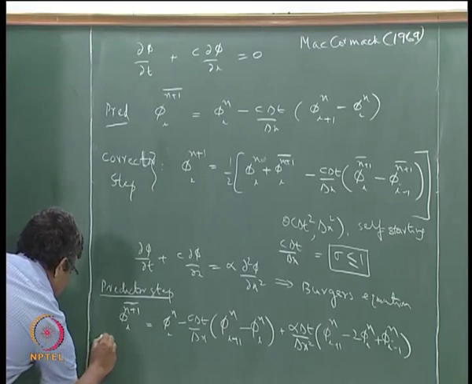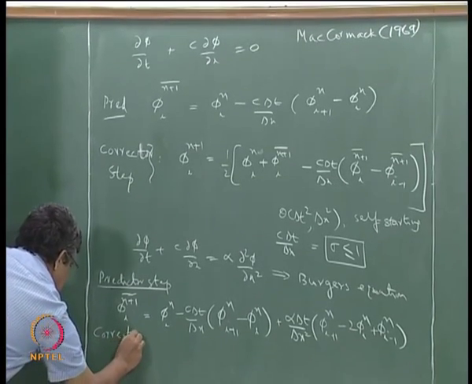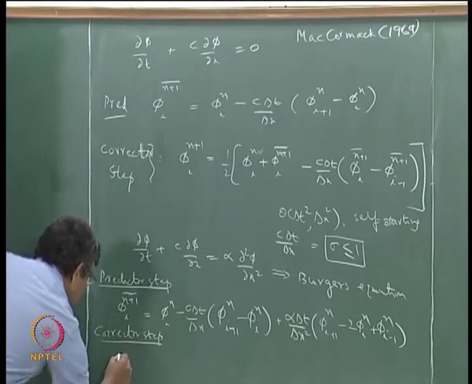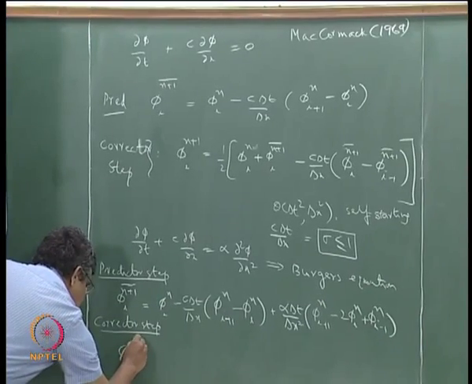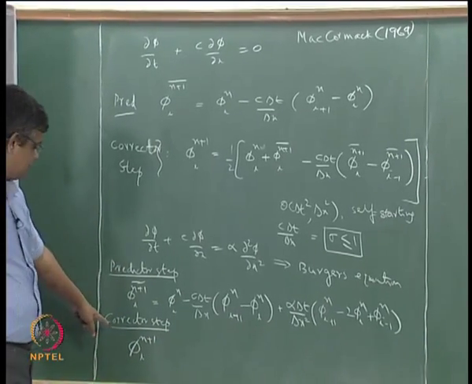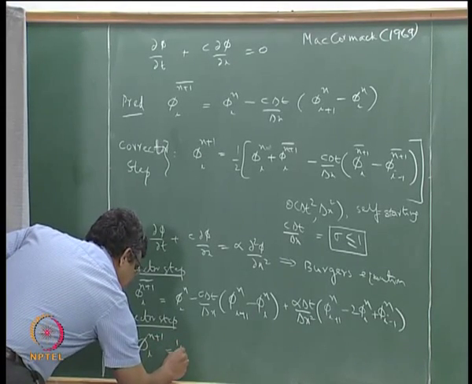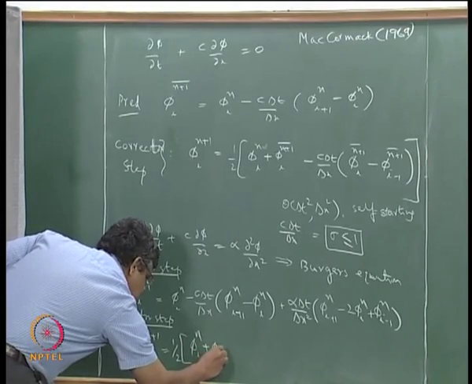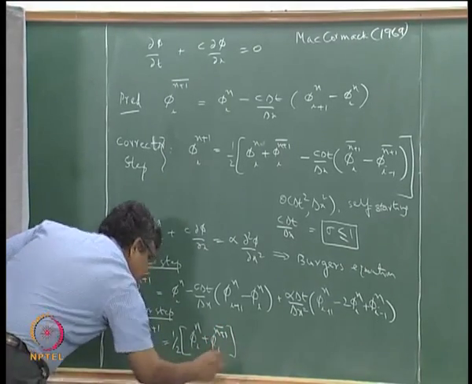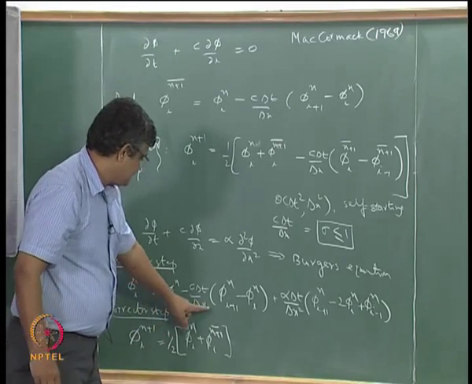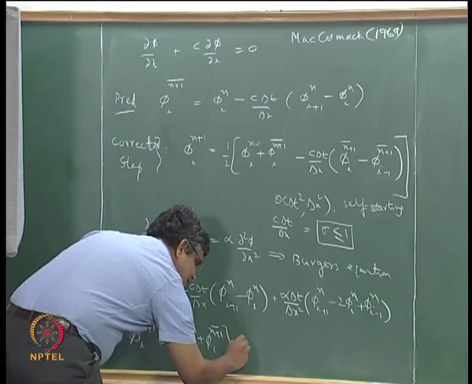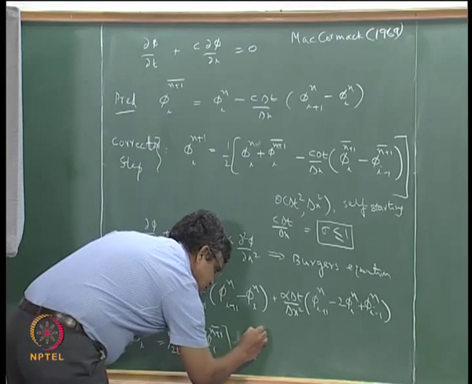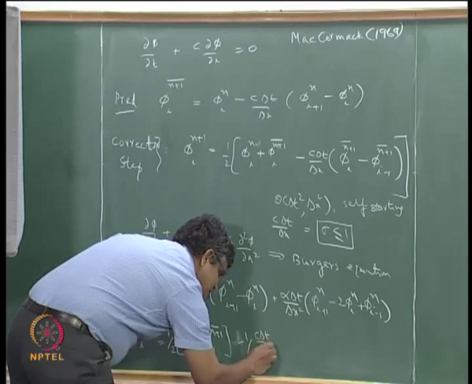and the corrector step is very similar. Phi I n plus 1, this is the value that we are actually now seeking, is the average of phi I n plus 1 n, and the contribution coming from this, so that is minus half C delta T by delta x.